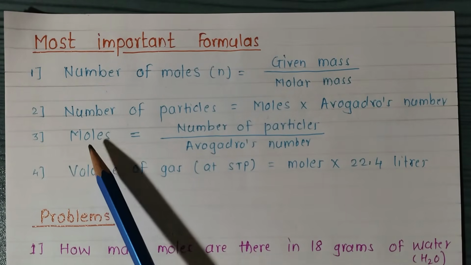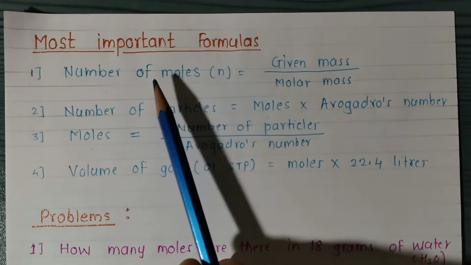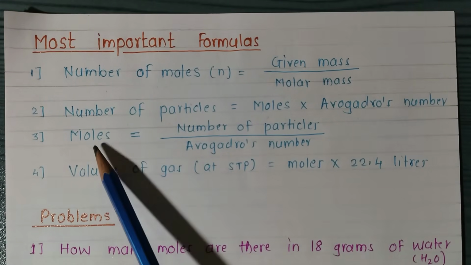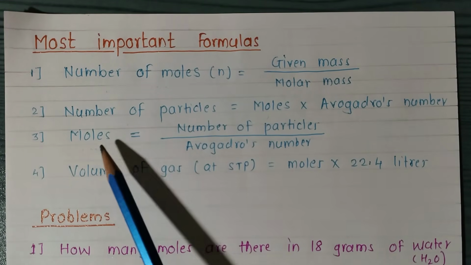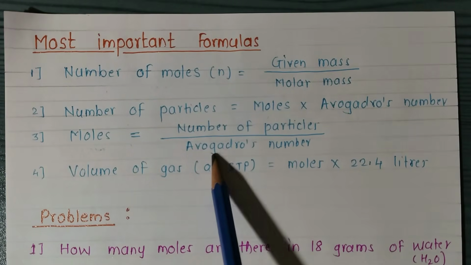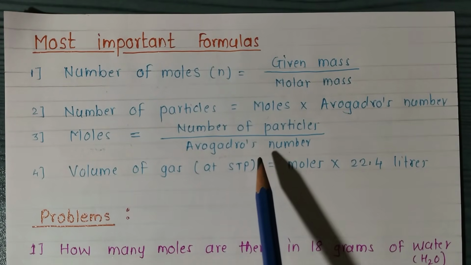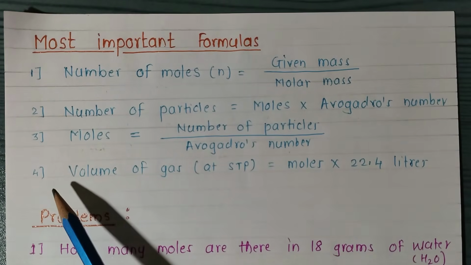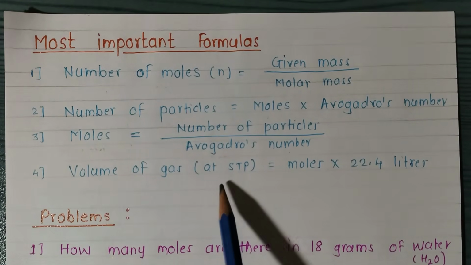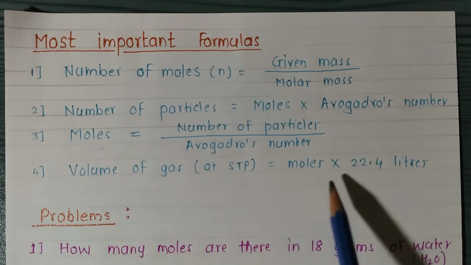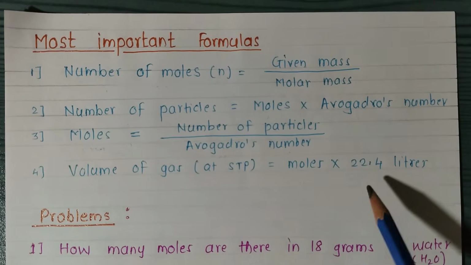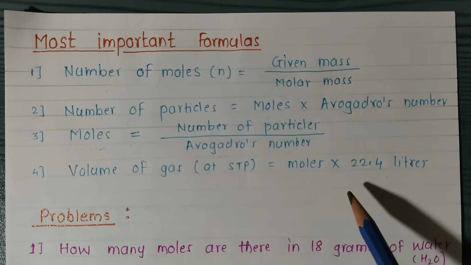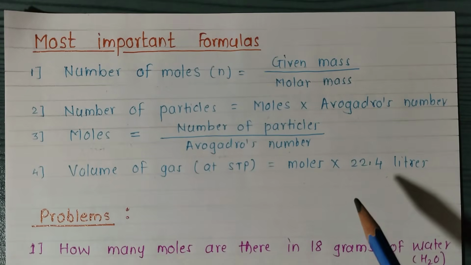Now the third formula. By using the first formula we can calculate the number of moles, and by using this third formula we can also calculate the number of moles. So what is the formula? Number of moles is equal to number of particles divided by Avogadro's number. Now the next formula: volume of gas at STP is equal to moles into 22.4 liters. So these are the most important formulas while studying the mole concept.